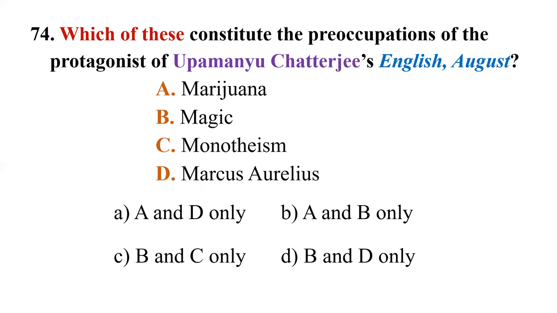So one thing we can learn from this question is that we have to concentrate more on Indian literature. In the 2021 December shift 1, we got a lot of questions from Indian literature, and the answer is A and D only. The protagonist of Upamanyu Chatterjee's novel English, August is preoccupied with marijuana and Marcus Aurelius and his work.